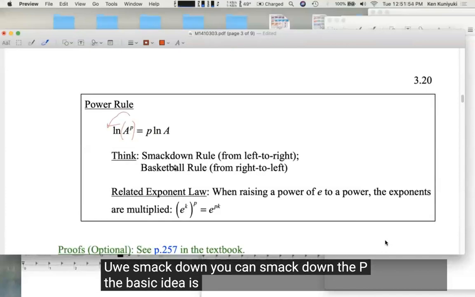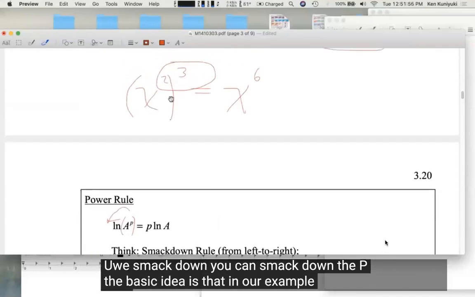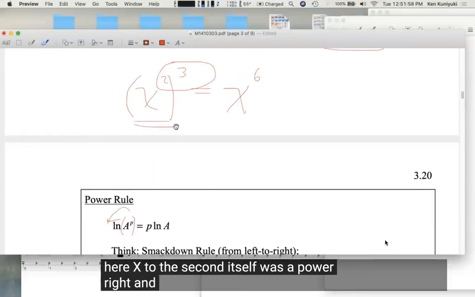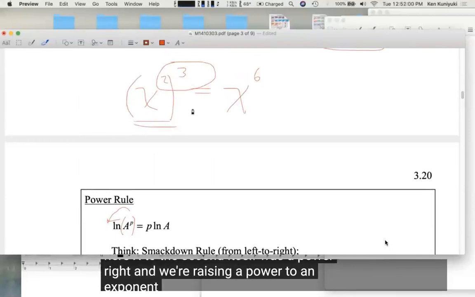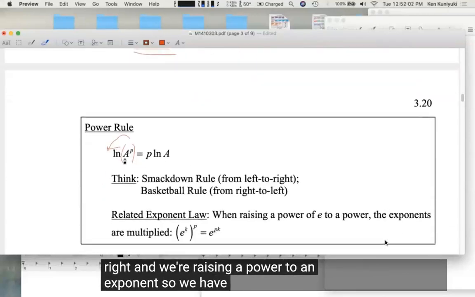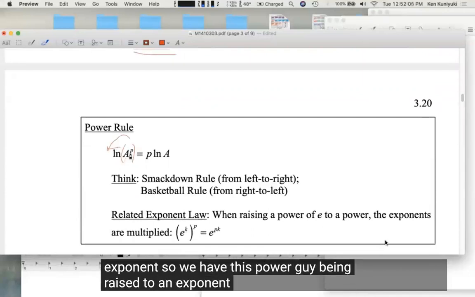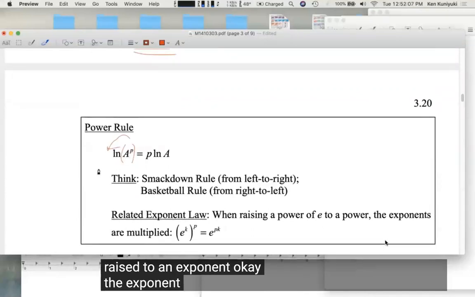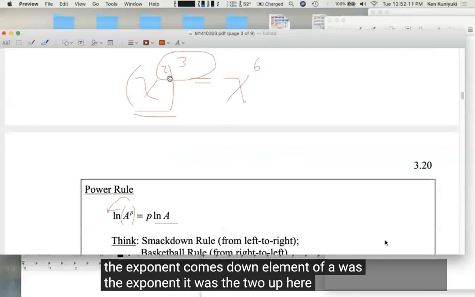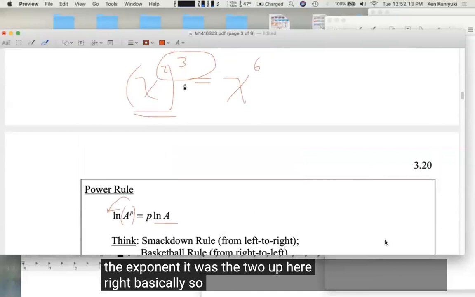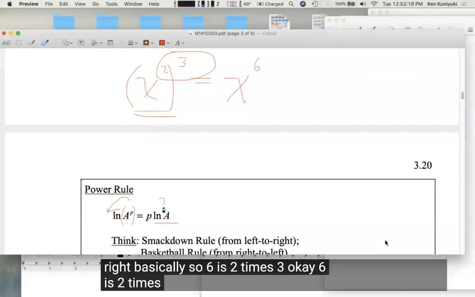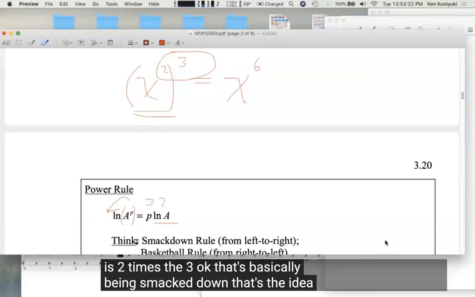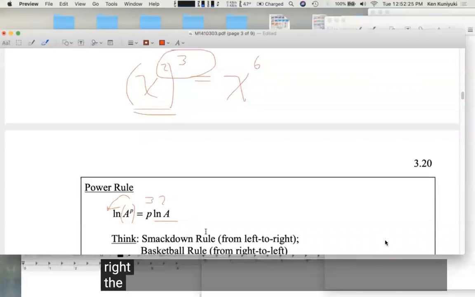The basic idea is that in our example here, x to the second itself was a power, and we're raising a power to an exponent. So we have this power being raised to an exponent, and the exponent comes down. It was the 2 up here, right? So 6 is 2 times 3. That's basically being smacked down. That's the idea. The smackdown rule.